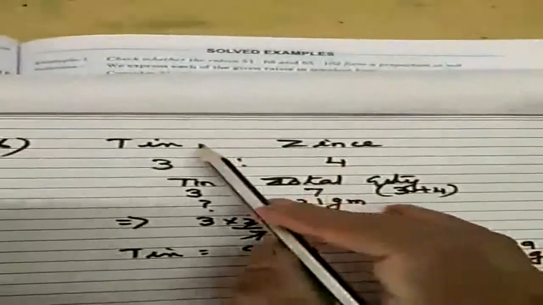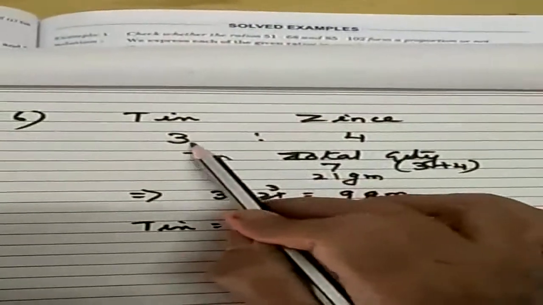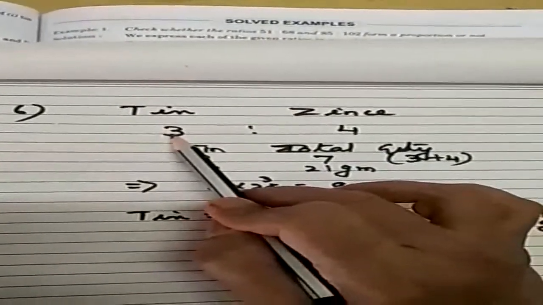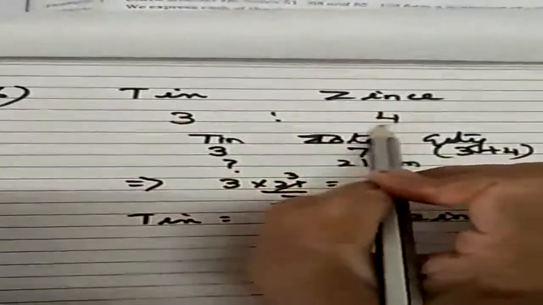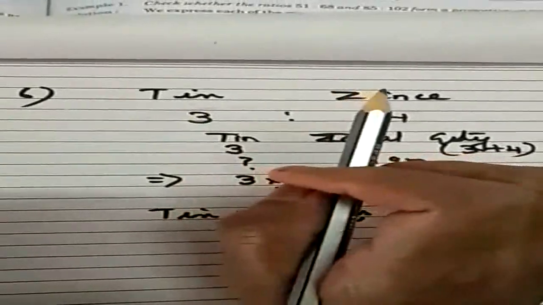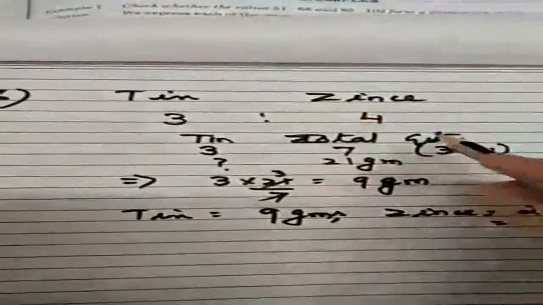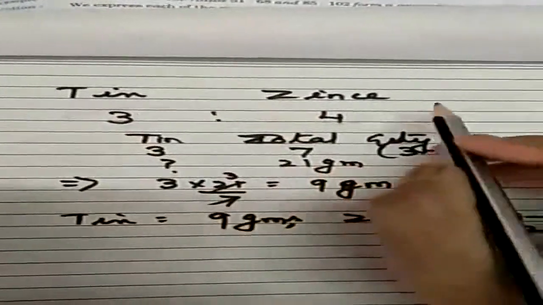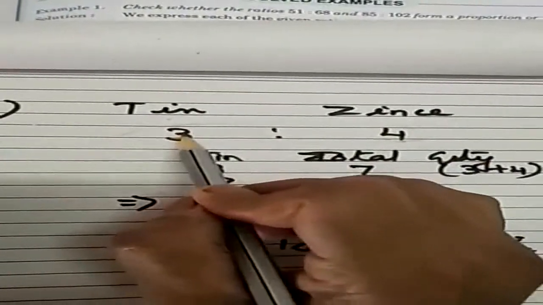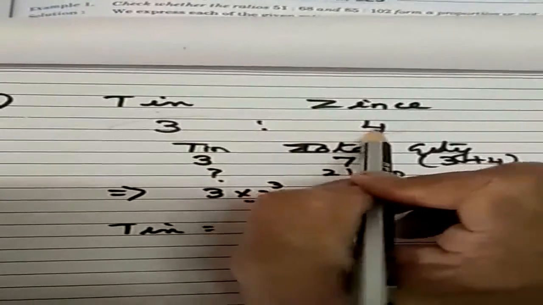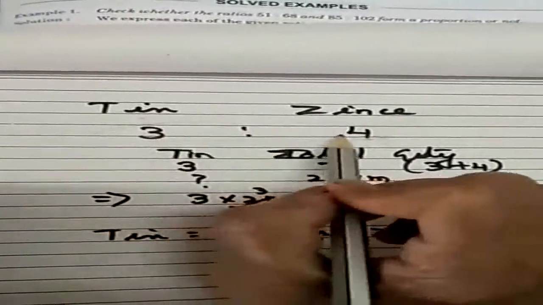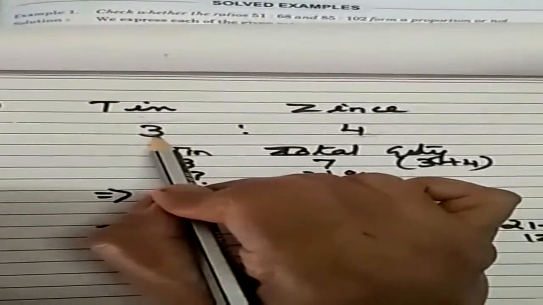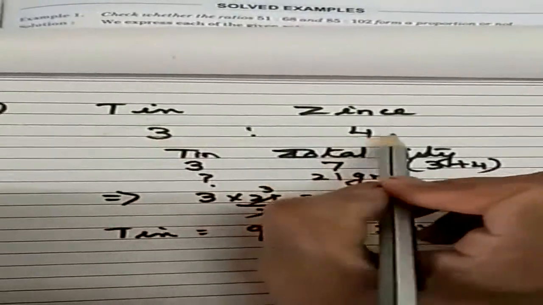See, I have taken the tin and zinc. It is given in the ratio: tin is 3 and zinc is 4. Okay, a ratio is always written in the simplest form, by cancelling, it is brought to the simplest form. Now 3 is to 4 means what? If the tin is 3 and the zinc is 4, then what is the total quantity if you add it in the ratio? 7. 3 plus 4 is 7.